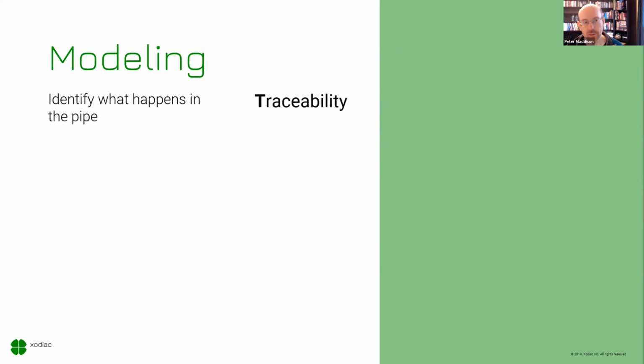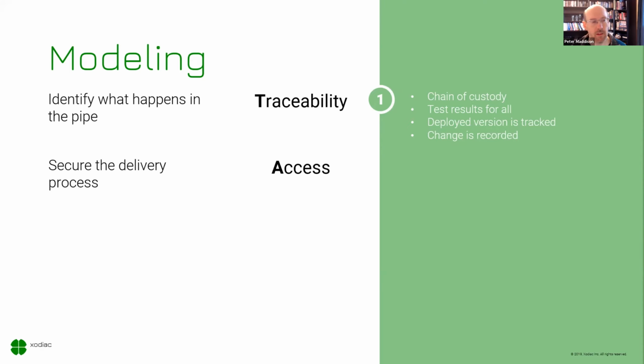So the idea was that we need to, first of all, identify what happens in the pipelines in the delivery. We call that traceability. So we have a set of checks that we look for there. We're looking for a chain of custody test results for all. This gives us a set of common points that we're looking for within the delivery team's pipelines to be able to tell whether they're doing the right things.